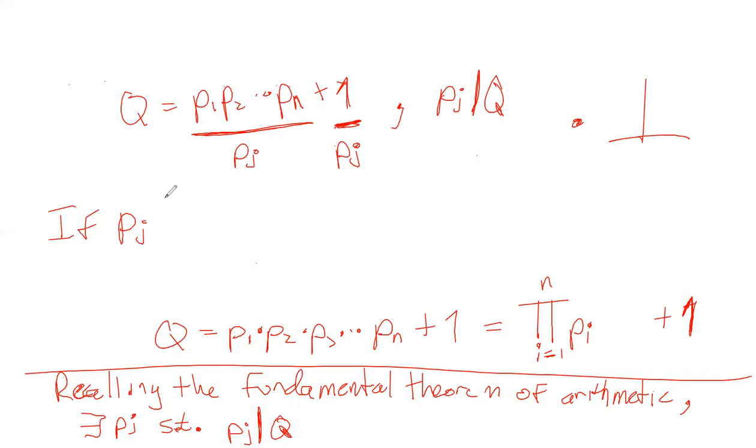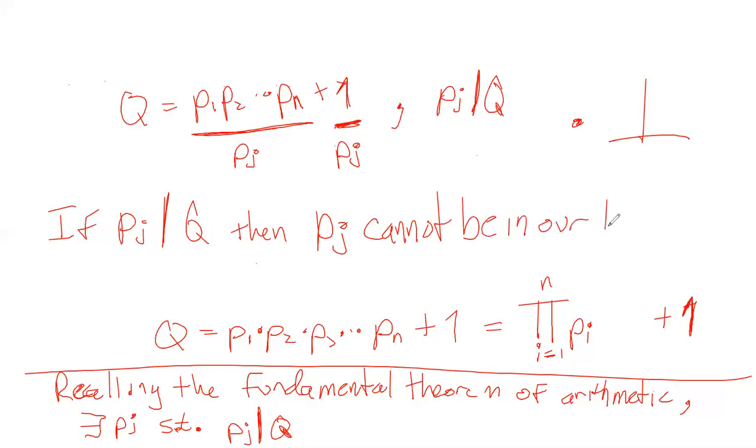And so if Pj divides Q, then Pj cannot be in our list of primes. And so in a sense, very indirectly here, note that Q isn't necessarily prime in this example. It may be prime, it might not be. In this example, we've sort of indirectly constructed a prime, Pj, such that Pj was not in the list. And so we've reached our contradiction. Therefore, we have an infinite number of prime numbers.